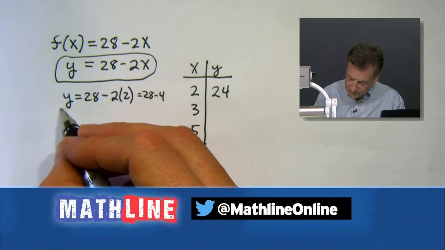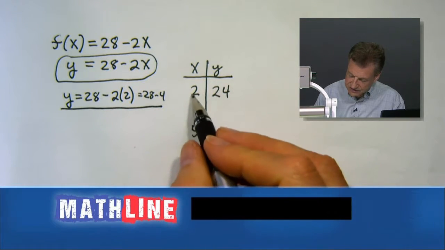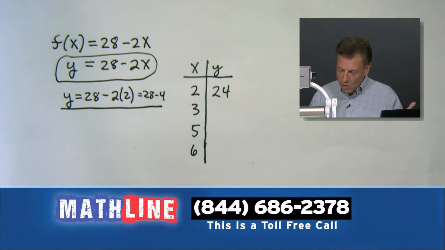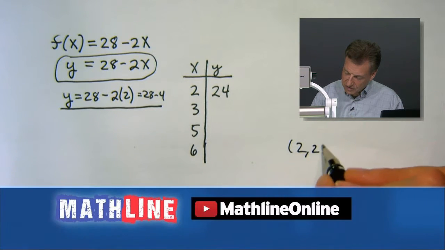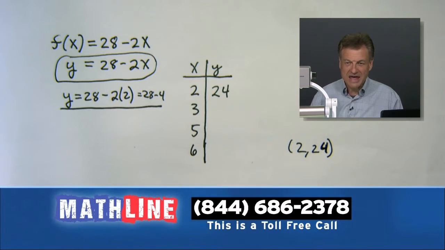Now, my next one, I'm going to draw a little line here because that got us to the 2. So we got 2 and 24, which makes a nice ordered pair, so it's (2, 24). If we were trying to graph those, we would find that there.